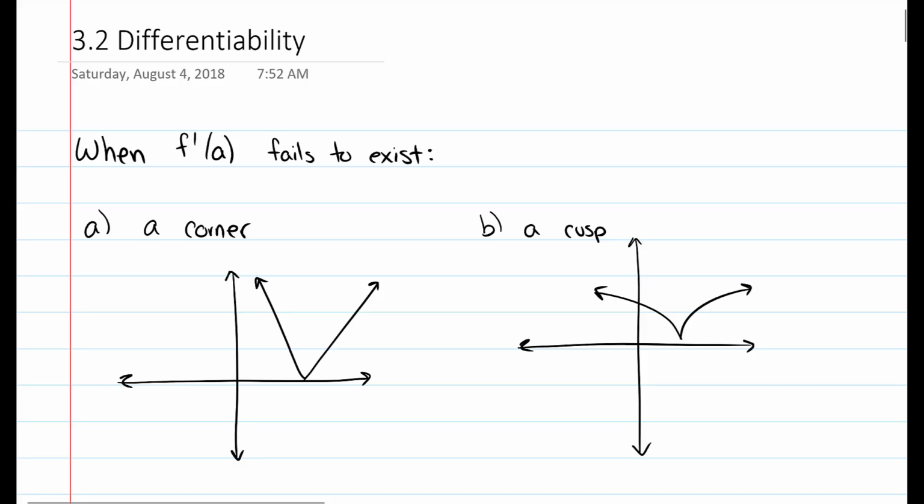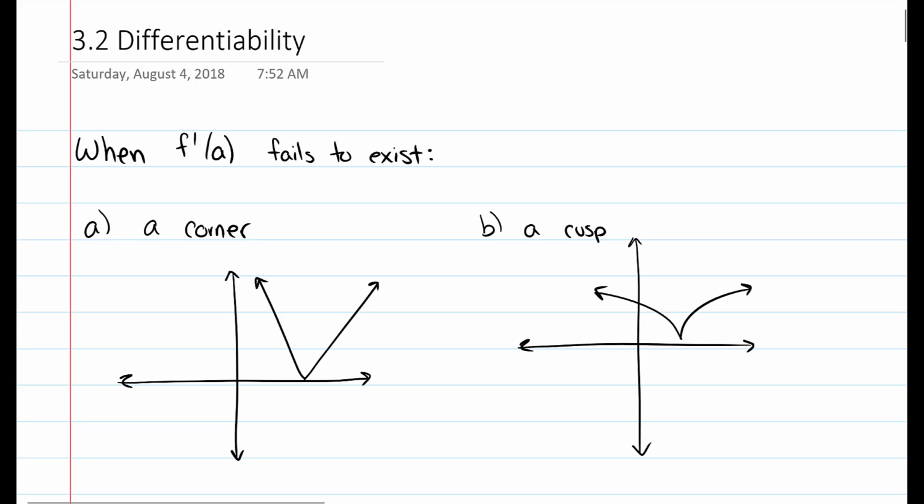Section 3.2, Differentiability. In this section, we're going to talk about where derivatives exist, but more importantly, where they cannot exist. So we're going to start this section by talking about 4 different places where the derivative fails to exist. Remember in the previous example from section 3.1, we looked at when the derivative from the left is not equal to the derivative from the right, then the derivative does not exist.